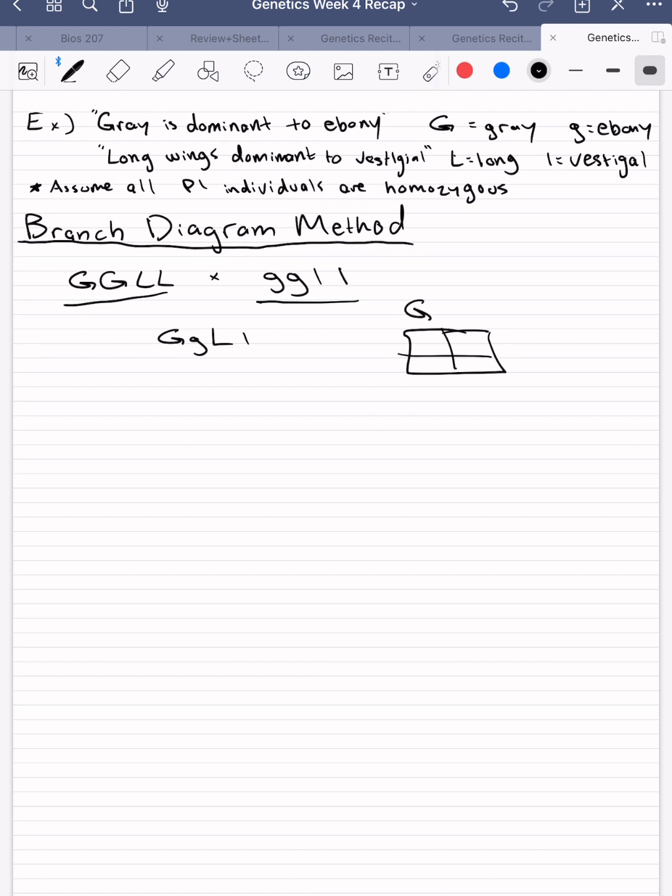If we had, for example, big G, little g, we'd end up with all heterozygous alleles at the specific gene. Likewise, that would be the same for the L.